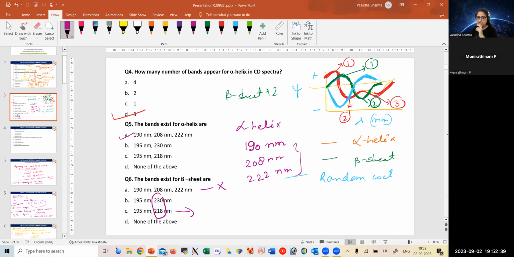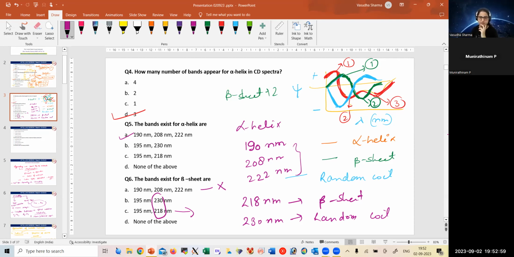So this 280 value is for the beta sheet. You have to remember this because it is their distinct or characteristic feature that they absorb at this value. And 230 nanometer is for the random coil. Now it is clear?